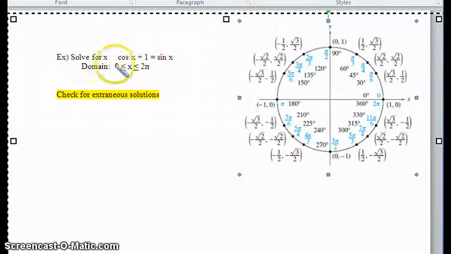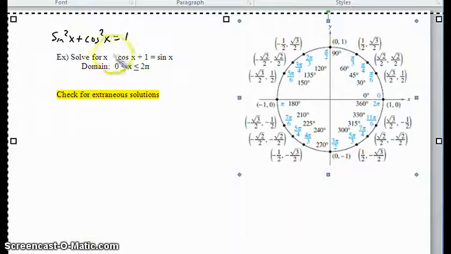Alright, for this problem it says solve for x, cosine of x plus 1 equals sine of x. What I'm noticing first about this problem is I have two different trig functions. And at this point I don't have any substitutions that I can make to change a cosine into a sine or a sine into a cosine. But I do know that there's an identity out there that says that sine squared x plus cosine squared x equals 1. So I know that I can manipulate this identity a little bit, and I could change my problems into all sine squareds or all cosine squareds if I had the squareds in my problem to begin with.